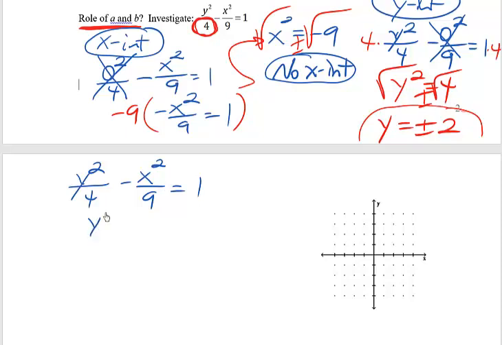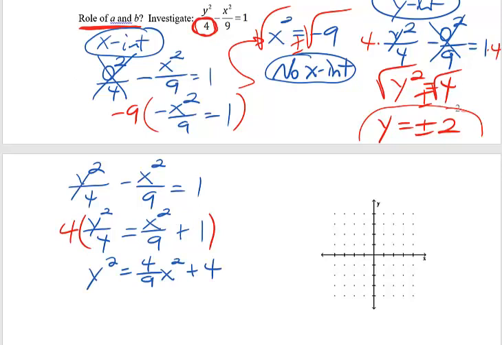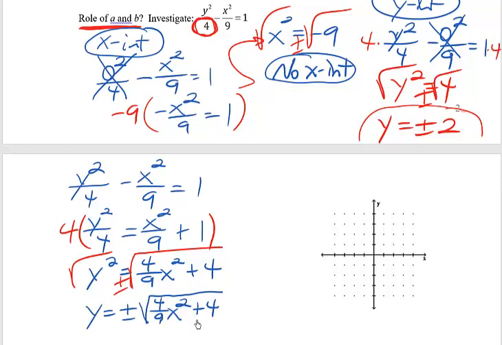I can move that x term over to the other side, and then I can multiply through by 4, giving me y squared on the left, 4/9 x squared plus 4 on the right. And then if I square root both sides, don't forget the plus or minus, then I have isolated the y. Now, here's what I want you to think about.